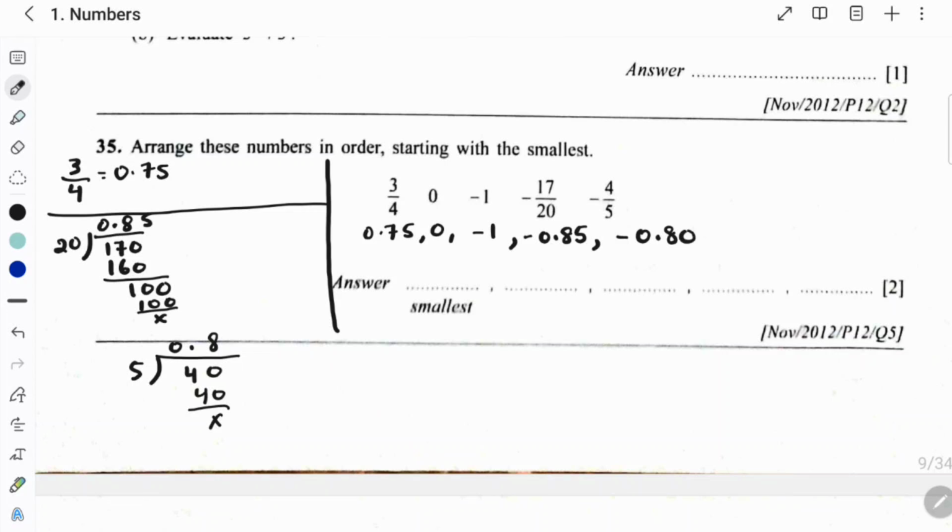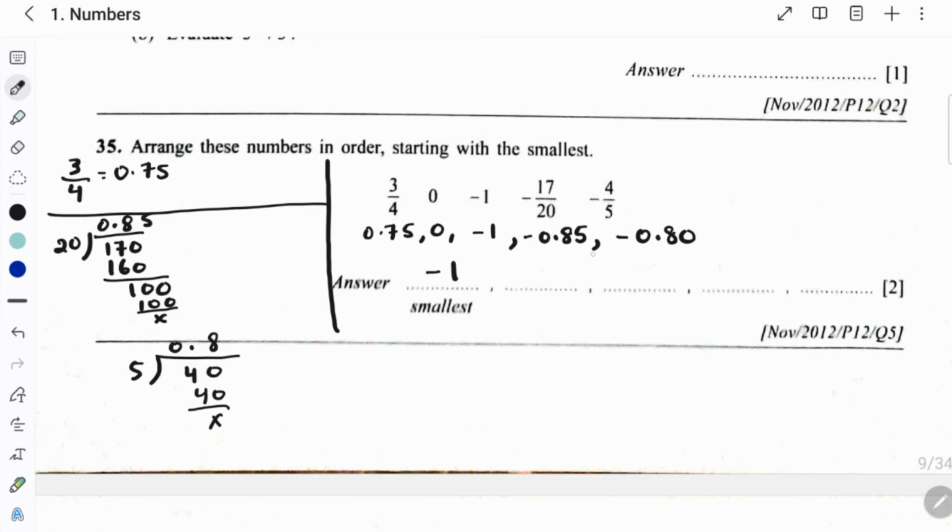Okay, first compare the negative numbers. So the 3 are the negative numbers. Okay, so -1 is the smallest number because they are in 0 point. -1 is the smallest number. The digit is bigger, the value is smaller.